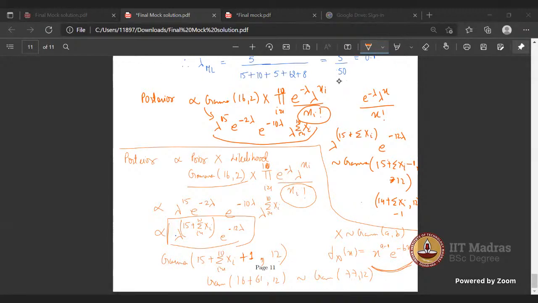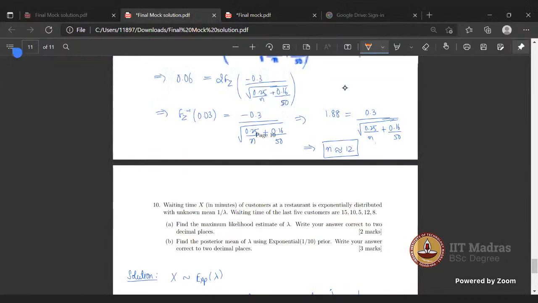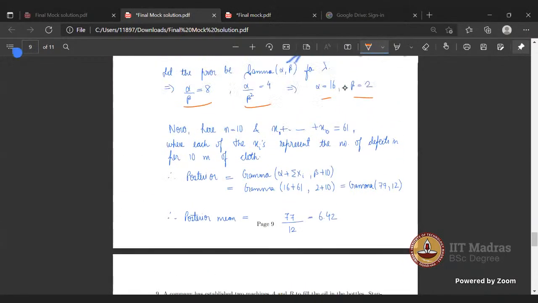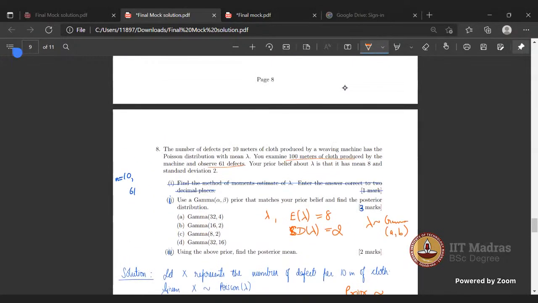Ma'am, will the end term be similar to the mock? Yeah, the end term question pattern is very similar to the mock. Any important questions, ma'am? No, I cannot tell you that. Study weeks 8 to 11 properly. That's all I can say.